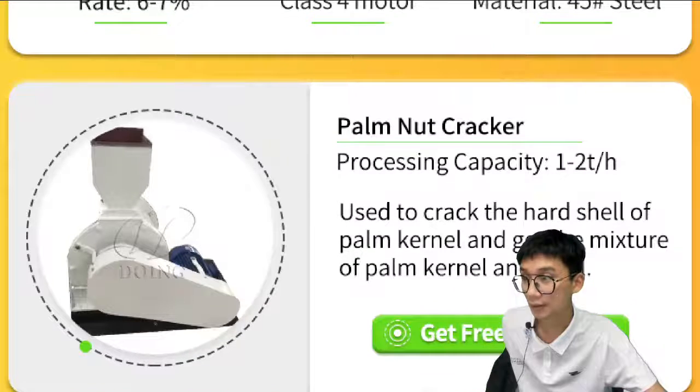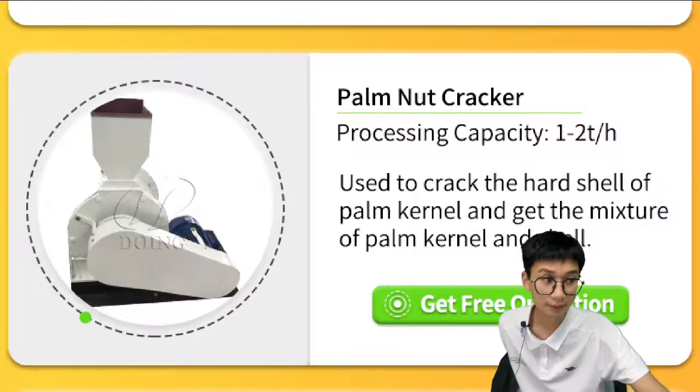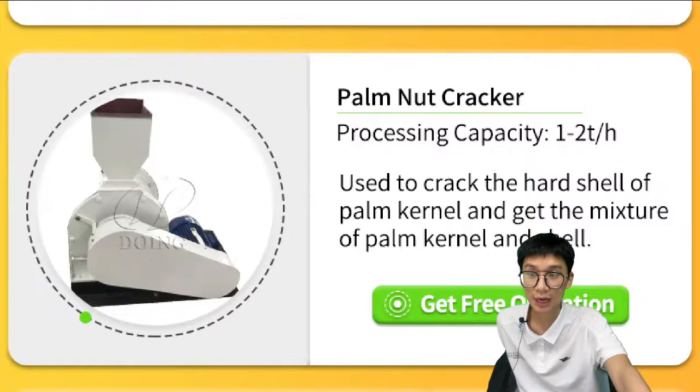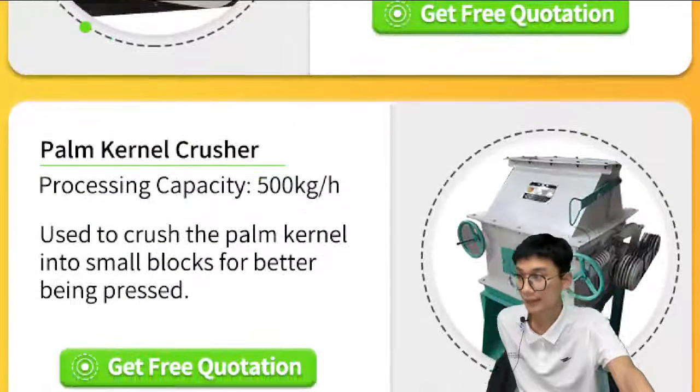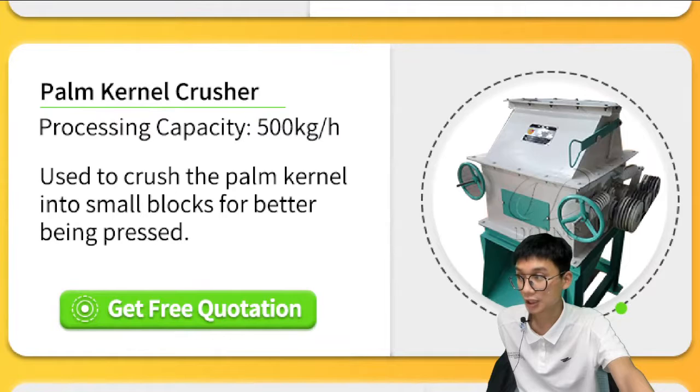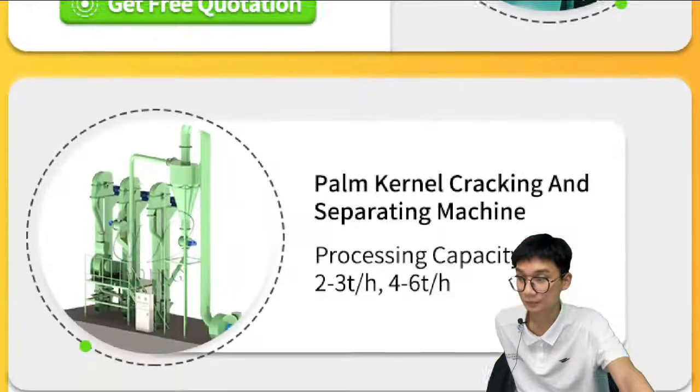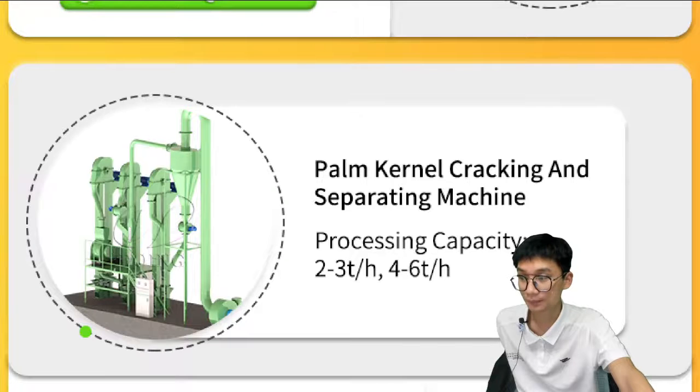And this is our palm nut cracker. The capacity is from 1 ton per hour to 2 tons per hour. It is used to crack the hard shell of the palm kernel and get the mixture of palm kernel and shells. And then it is our palm kernel crusher. The processing capacity is from around 500 kilograms per hour, used to crush the palm kernels into small blocks for better pressing. And this is the separator.